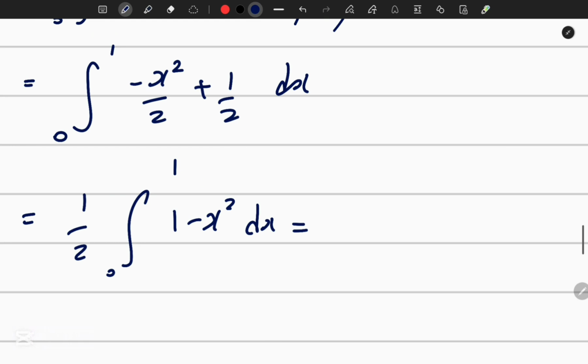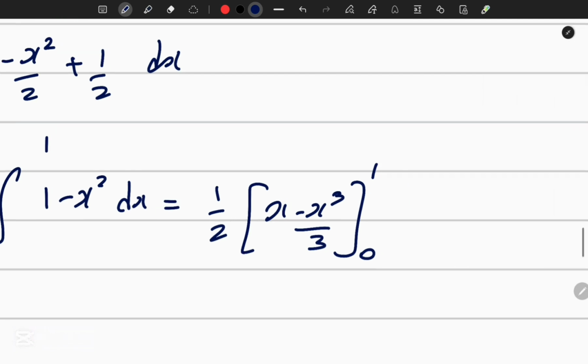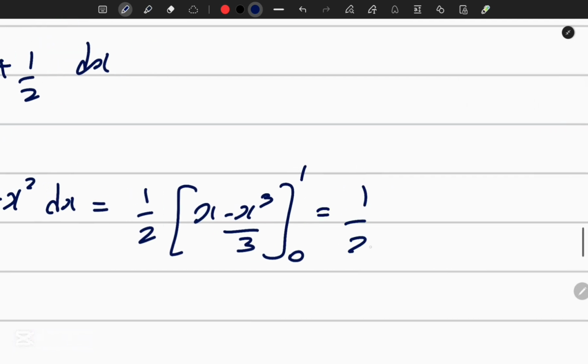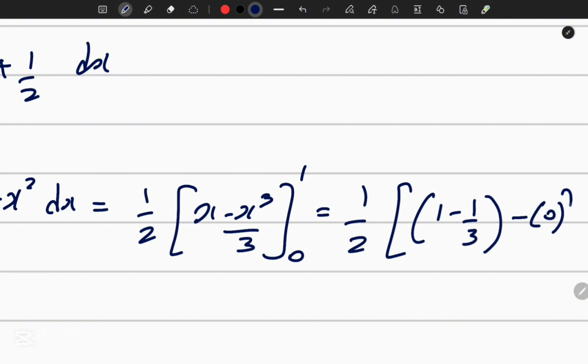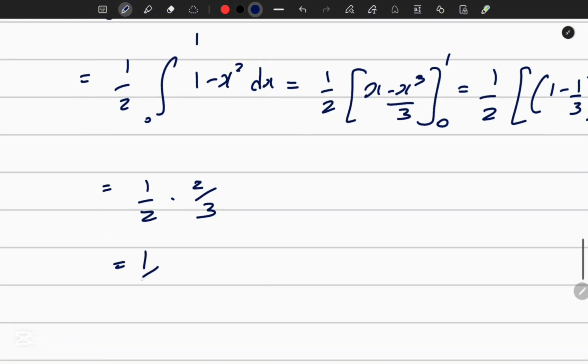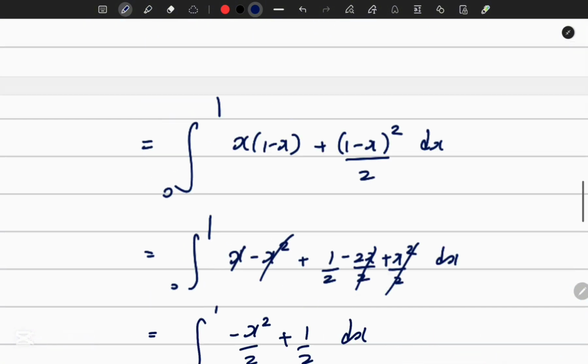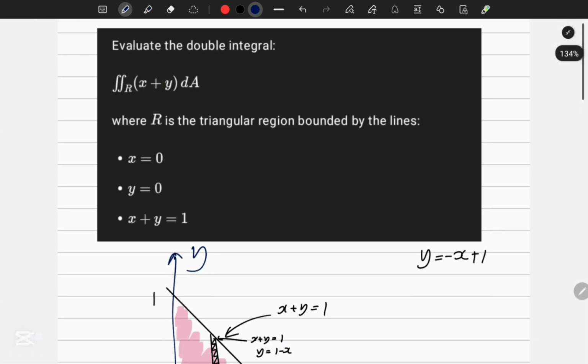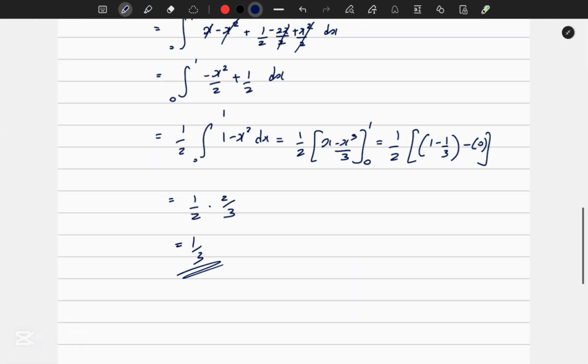This equals 1 over 2 times the integral. Let's integrate this here. So x minus x cubed over 3, from 0 to 1. This equals 1 over 2 times 1 minus 1 over 3, minus 0. So this is 1 over 2 times 2 over 3, which is 1 over 3. So the integral of this equals 1 over 3.